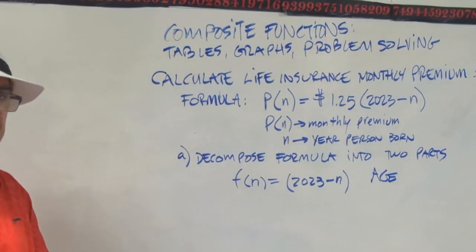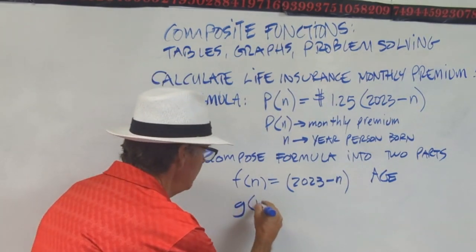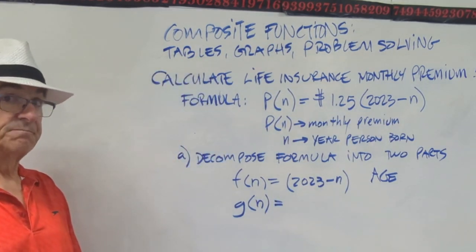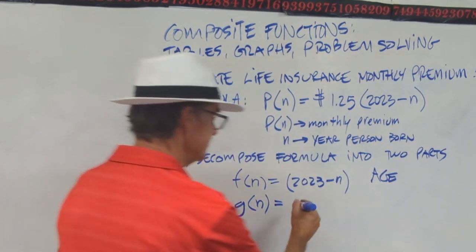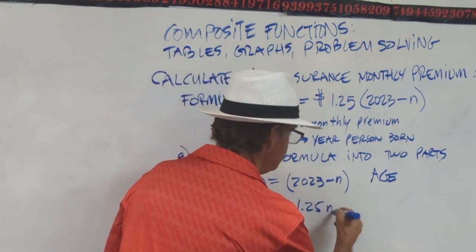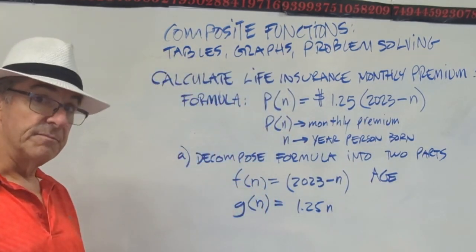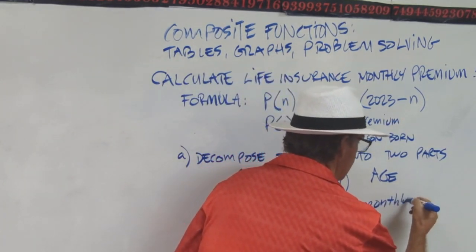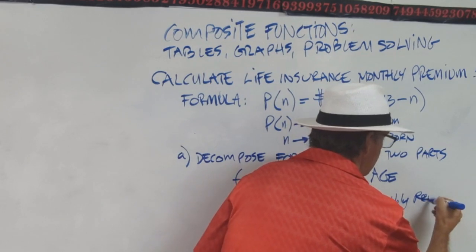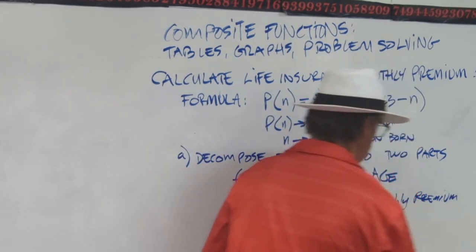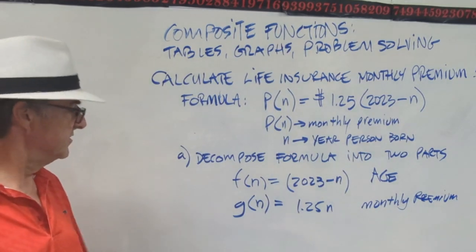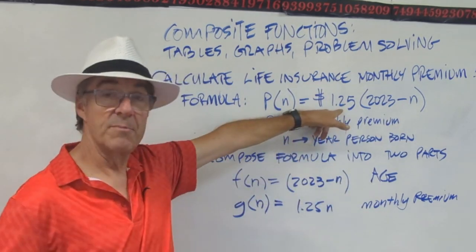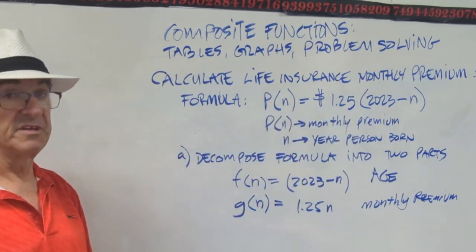Now see if you can come up with a second function. Let's go g of n. What kind of math would you put there, and what would that function tell you? Okay, this function is 1.25 times n. And that's the premium as a function of age. So monthly premium as a function of age. Okay? So this whole term here is age.